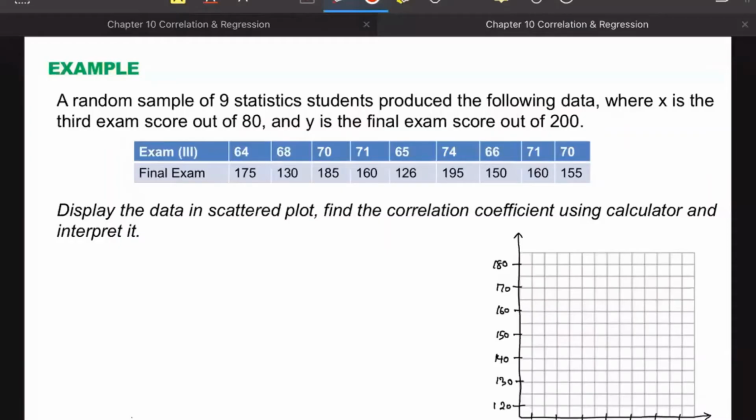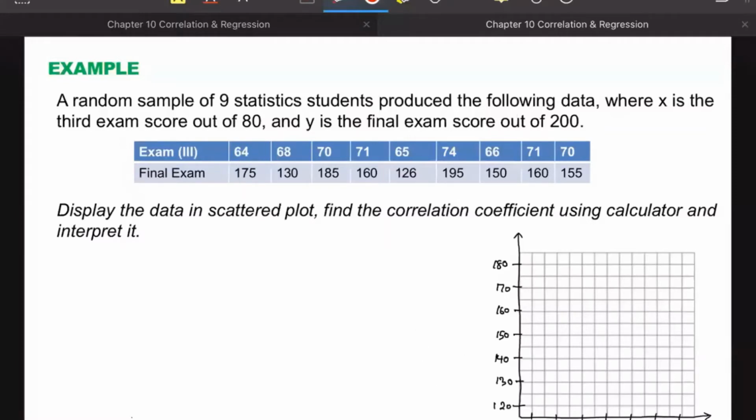Okay, I hope you tried this. Let's verify together. Are you ready to check your answer? Yes. Okay, let's check how the plot will look. I just labeled the axes here. I'm going to show you the plot.